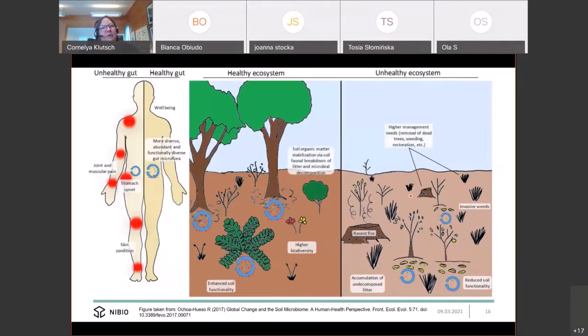However, if this is disturbed, for example, by anthropogenic human impacts, then you have a low diversity in microorganisms. And this leads to an accumulation, for example, of undecomposed litter. So the decomposition function of microorganisms is disturbed. This can lead to a diverse range of other problems and often means that higher intervention, higher management by humans is important, let's say the removal of trees or restoration efforts.